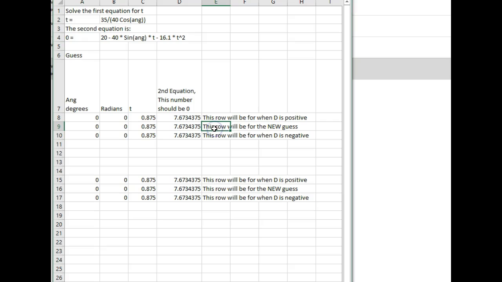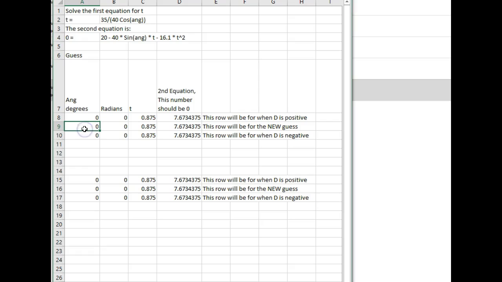This one will be the guess that I'm using now, and this one down here is when the second equation is equal to a negative number. Okay, so basically I start off, and at the beginning I just say, oh, I think everything is 0. If you notice, I have a positive here, so that's too high, so I'll put a 0 up there.